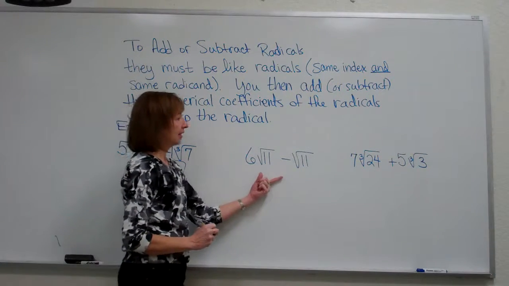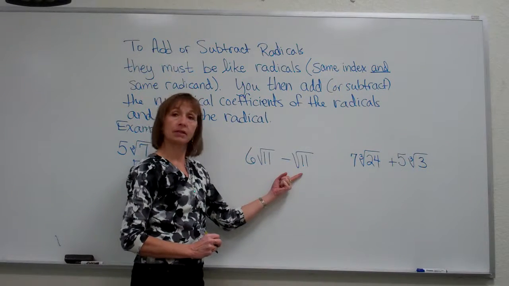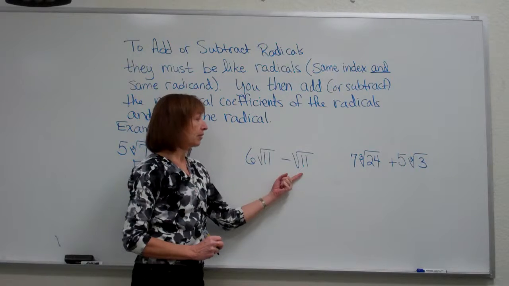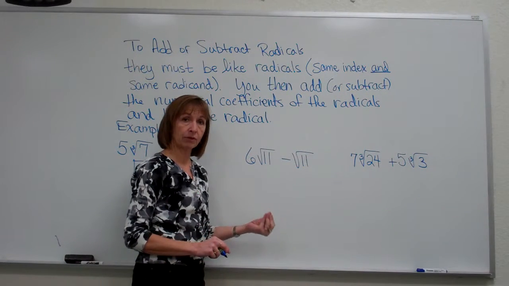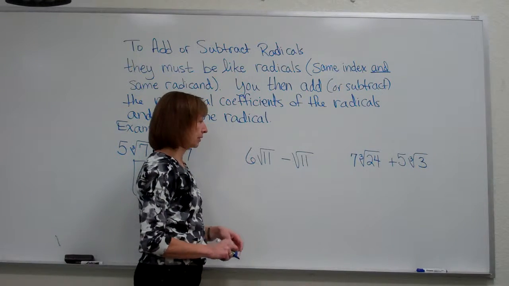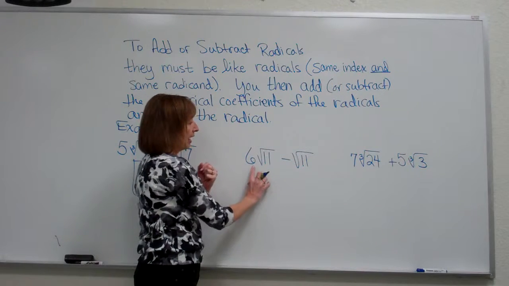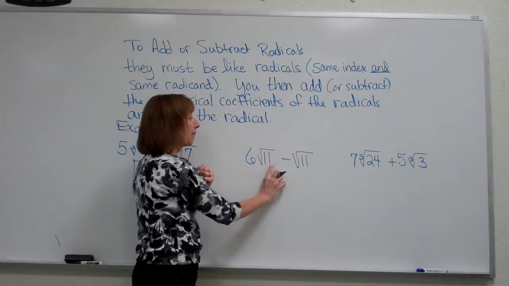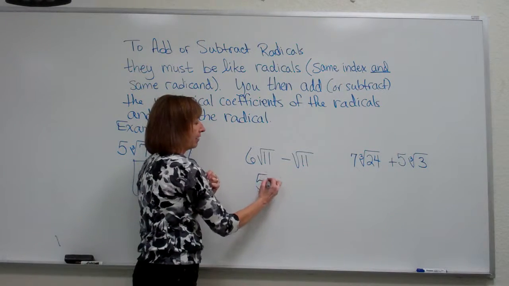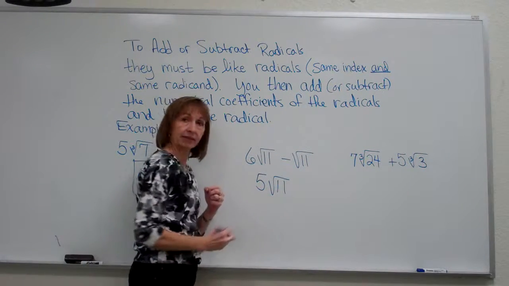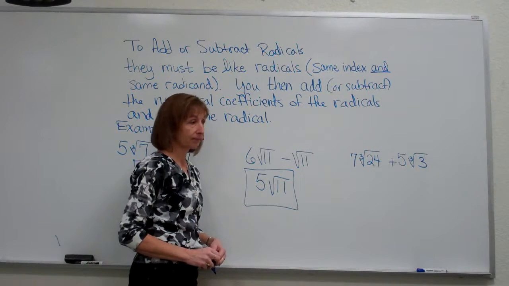Okay, next, let's look at 6 times the square root of 11 minus the square root of 11. So here, I can't simplify the square root of 11 anymore. 11 is prime, so there's nothing that can come out of the square root. And I'm to subtract these 2 separate terms. I have 6 square roots of 11 minus 1 square root of 11, so that gives me 5 square roots of 11 for my simplified answer to that subtraction.